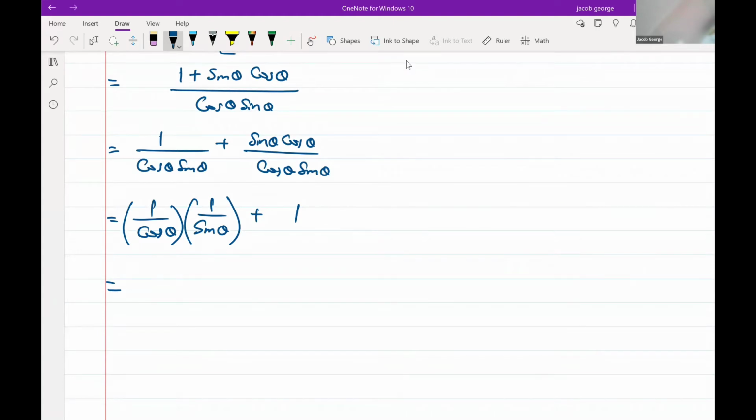What is the 1 by cos theta? Sec theta, reciprocal relation. What is 1 by sin theta? Cosec theta. So what is the first term? Sec theta into cosec theta. Then plus 1. Now look at the answer. Did you get the answer?